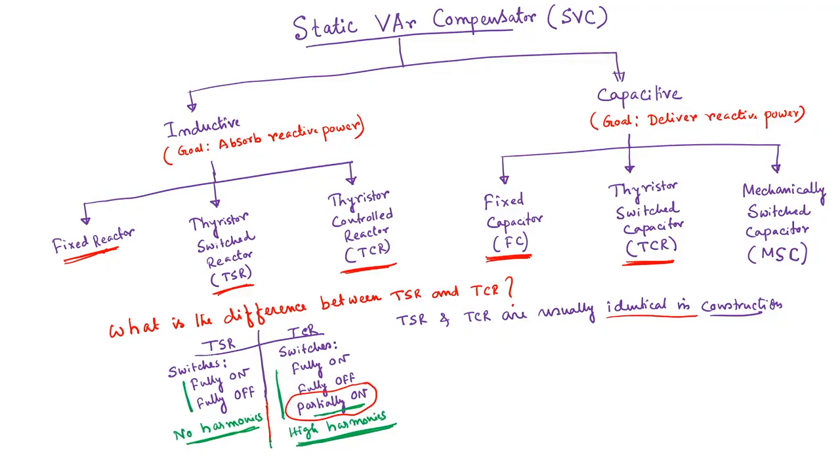This is purposefully done to reduce the harmonic. Okay. So, both TSR and TCR are used at a time in a particular location where we need this reactive or inductive type of compensation. Okay. So, that is something one needs to understand.